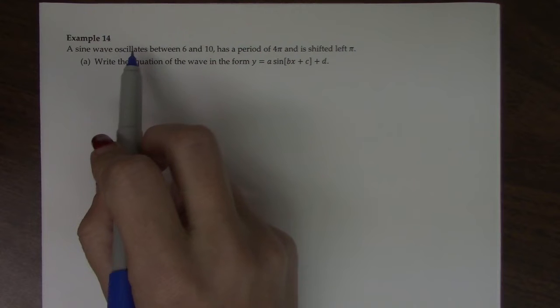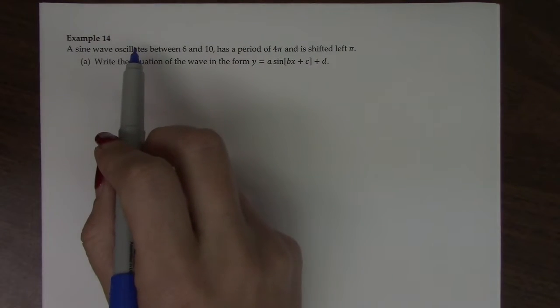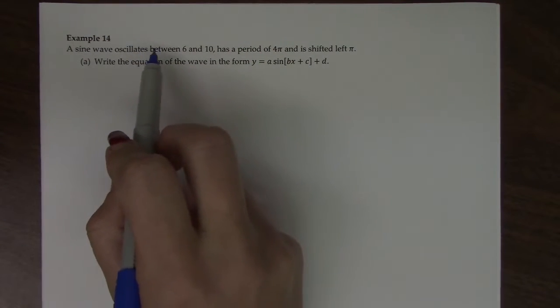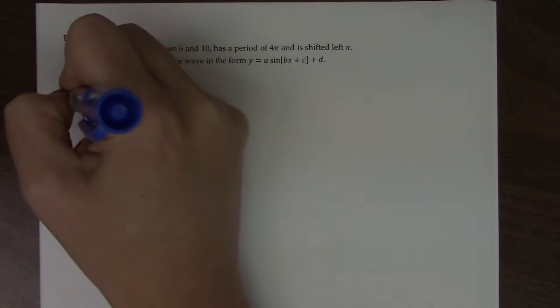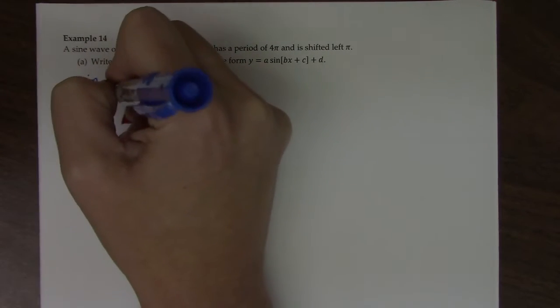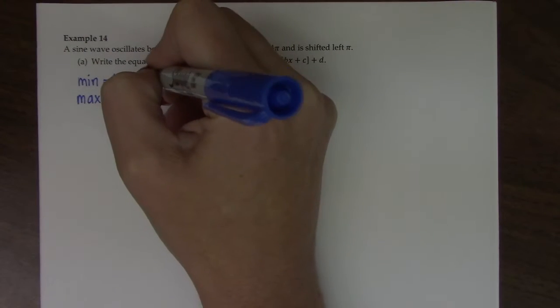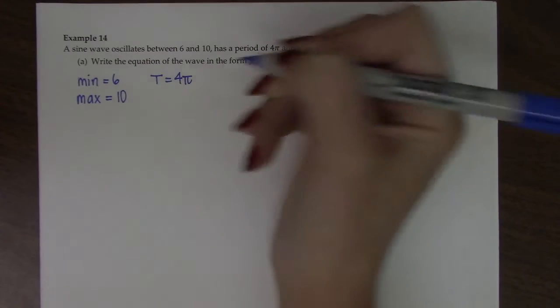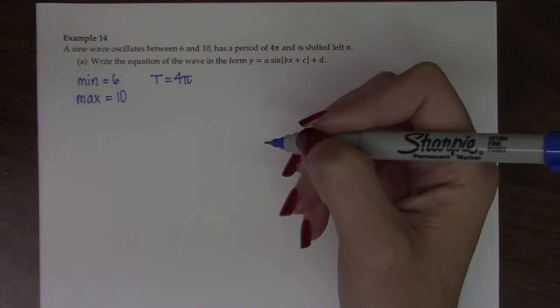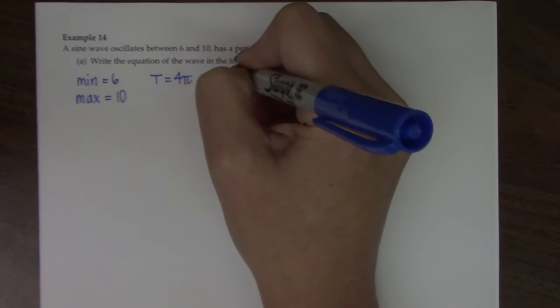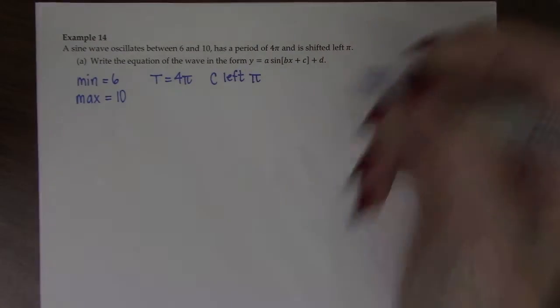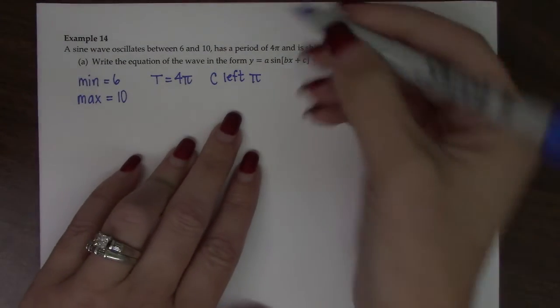So the word oscillate, some of you have had physics, you kind of know that that's what that means, but oscillate just means bounce, because sine waves bounce between their minimum and their maximum value. So if it's bouncing between 6 and 10, it's telling you that the minimum of the wave is 6 and the maximum value of the wave is 10. The time period is 4 pi, so that's how long it takes for one wavelength to travel. And we're shifting the wave left pi. So that means that is going to be the phase shift.